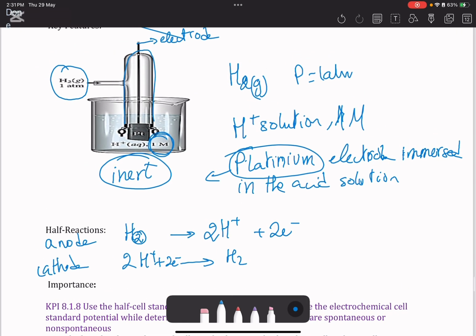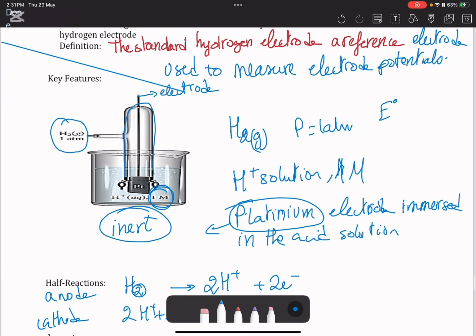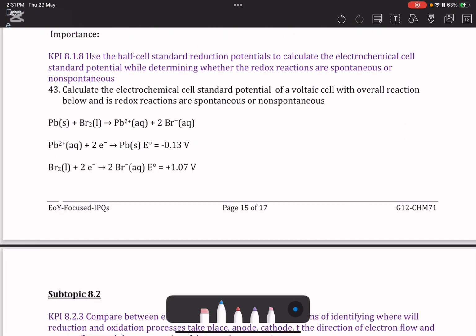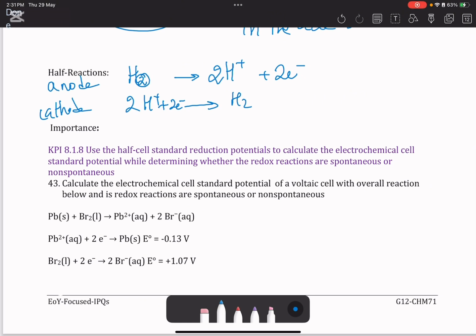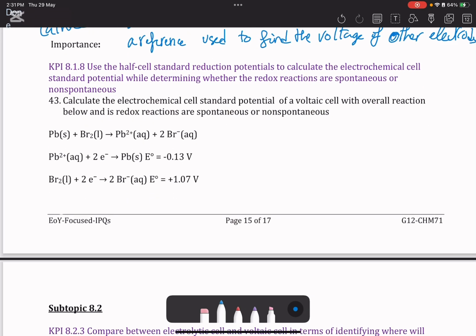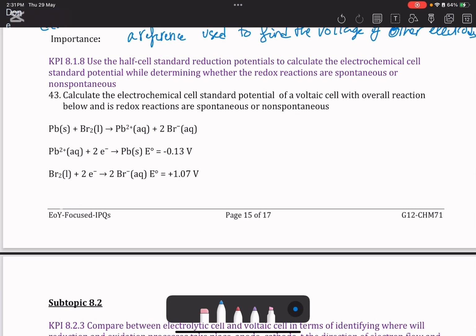Now, an important thing that I didn't yet mention, that the voltage of the standard hydrogen electrode is 0 volt. And what's the importance? It's a universal reference for other electrodes. It's a reference used to find the voltage of other electrodes. Now let's move on to another question.